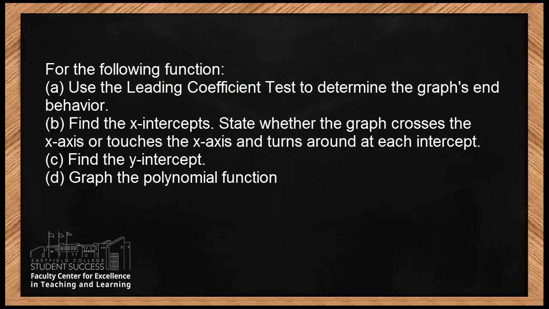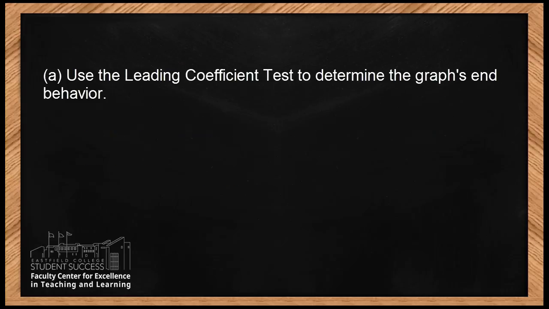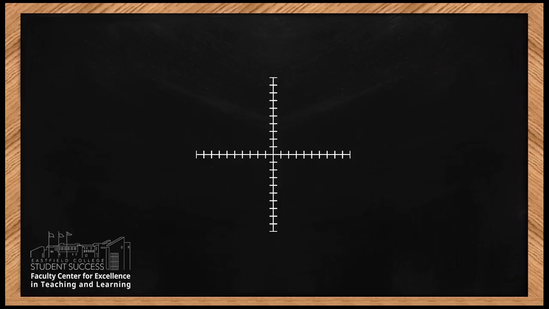Part A. Use the leading coefficient test to determine the graph's end behavior. And the function that we will be using for this particular problem is f of x equals x to the fourth minus 4x squared. Now, in order for us to determine the graph's end behavior, what is a graph's end behavior? A graph's end behavior is really what happens to the graph at the ends. Okay? Remember, we're dealing with polynomial functions.